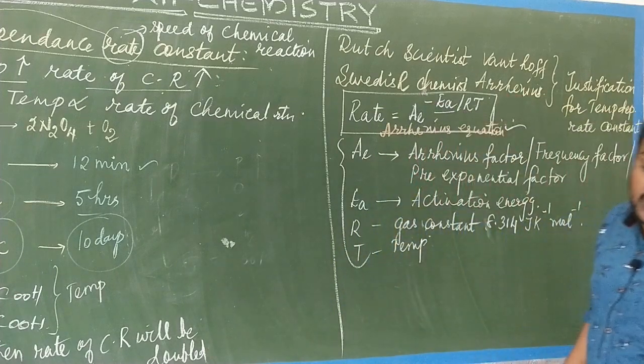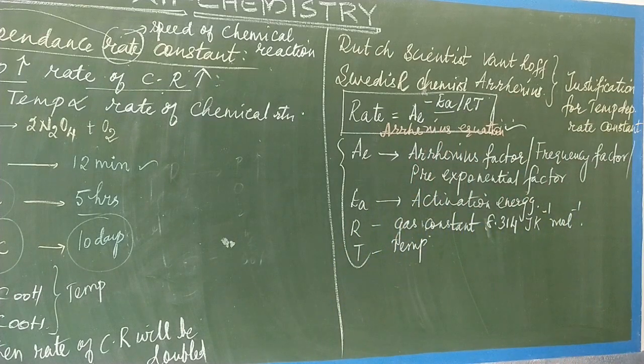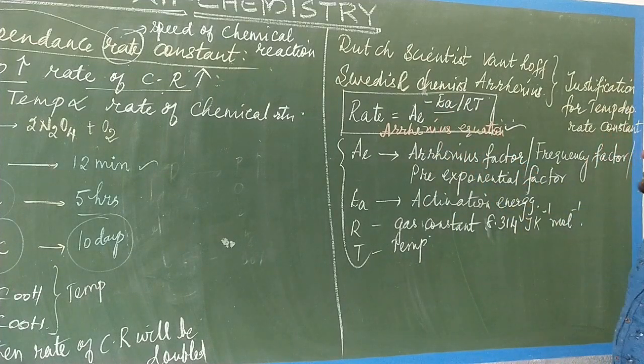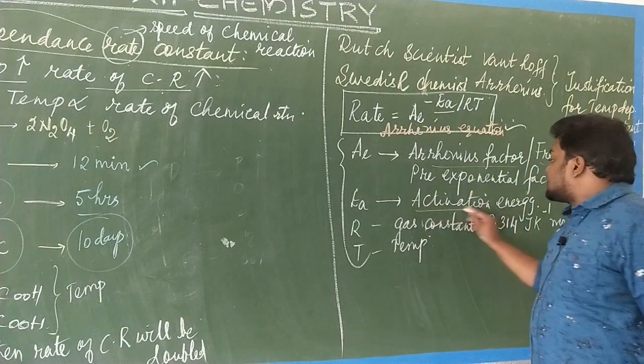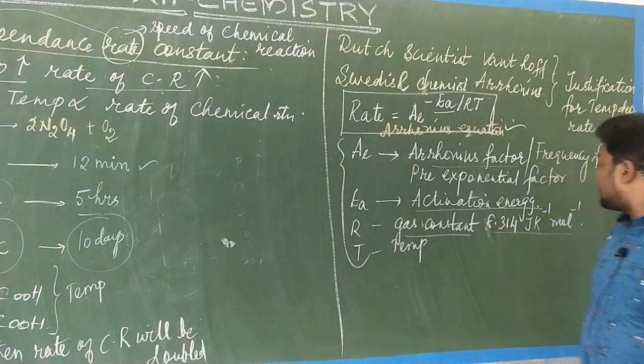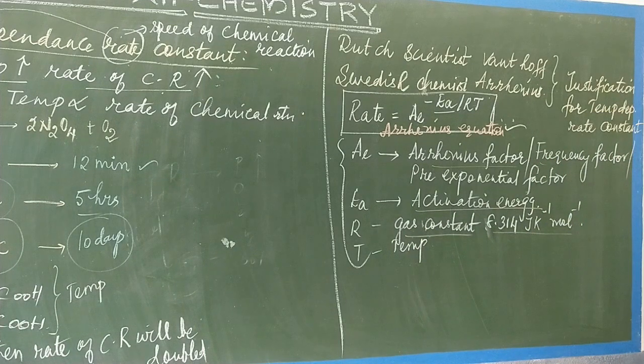Arrhenius equation. The Arrhenius equation: rate is equal to A e to the power minus Ea divided by RT. A is the Arrhenius factor, or the frequency factor, the pre-exponential factor. Ea is the activation energy. R is the gas constant, that is 8.314 joules Kelvin inverse mole inverse. T is the temperature.